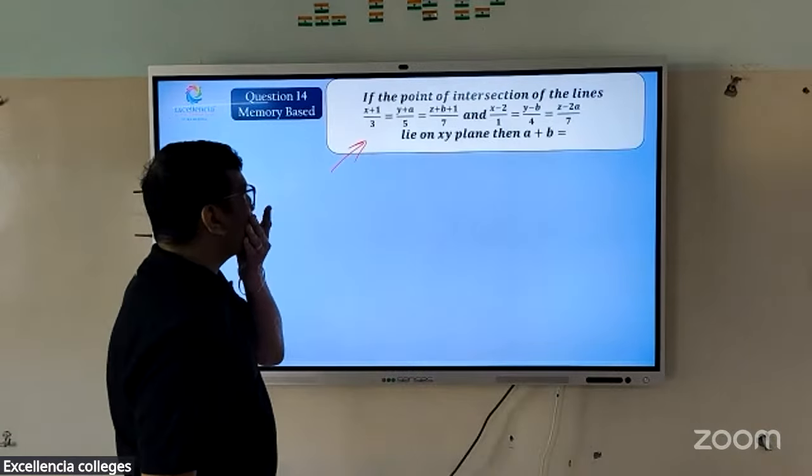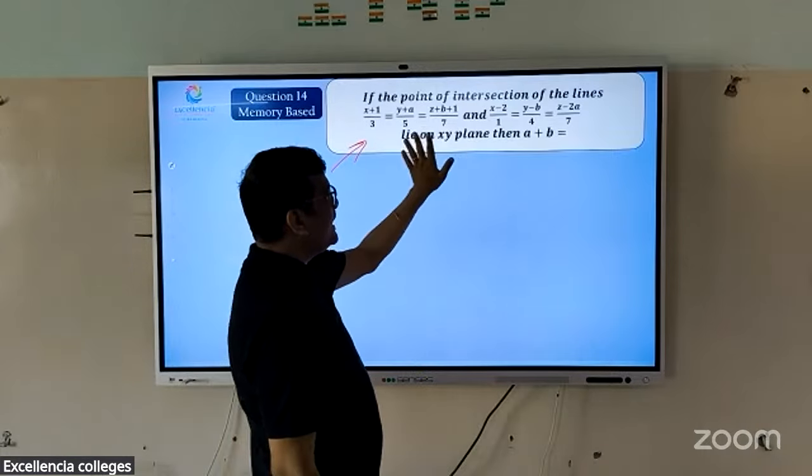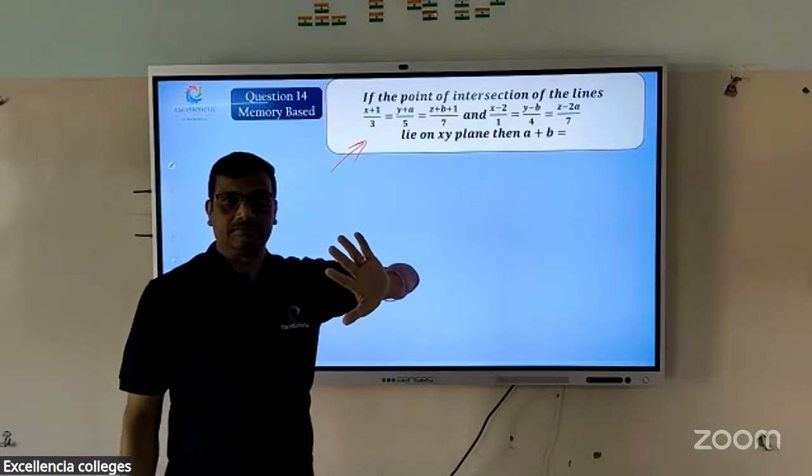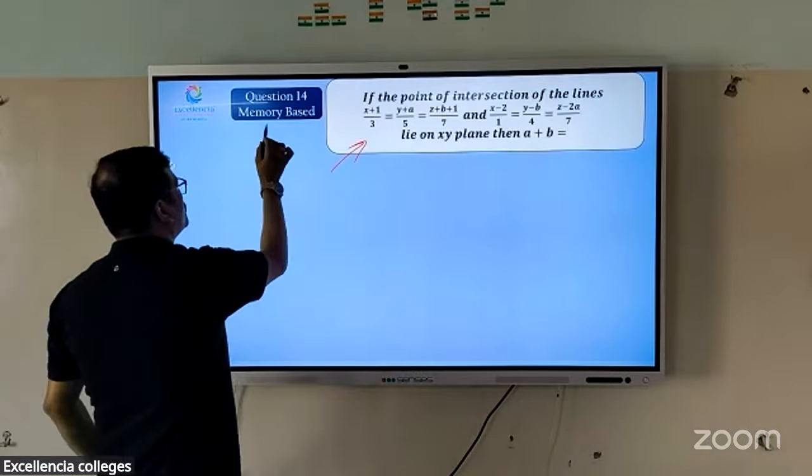Next question: if the point of intersection of these two lines is given. It is a good question, lengthy, and involves concept. Without concept and visualization, you can't do this question. First, it is saying the point of intersection, which means both lines are coplanar and they intersect. So two conditions will come: one is the common point of intersection, second is coplanarity. So first I go for coplanarity.